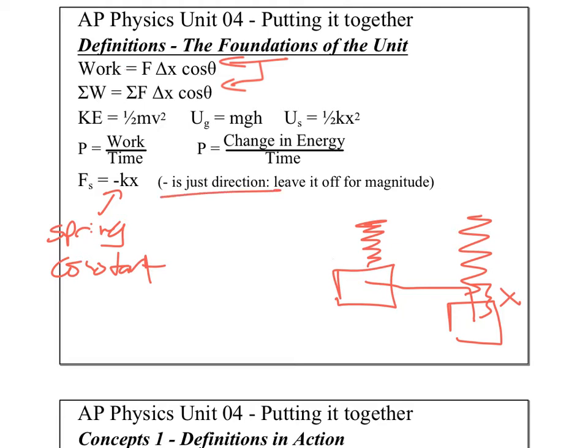The negative is just about direction, and the force of a spring always pulls so that the mass tries to get back to this equilibrium position. So it's not always down or not always up. It's not like gravity, where gravity always points down. In this case, it's always in the opposite direction of x. So if I make x positive when I pull it down, my spring force is negative, and it pulls back upward.